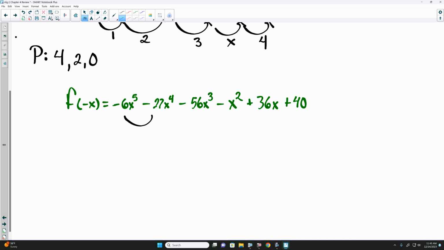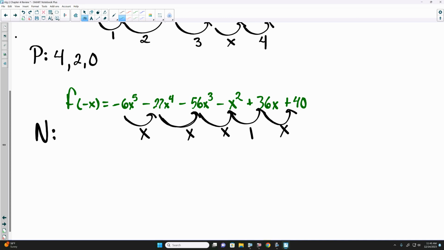Now, after we do this, we can count the number of sign changes. X to the fifth, x to the fourth. We're going from negative to negative. Our next one's going from negative to negative. It doesn't change. Next one is negative to negative. One after that is going from negative to positive. So we have 1. Last one, positive to positive, so no.